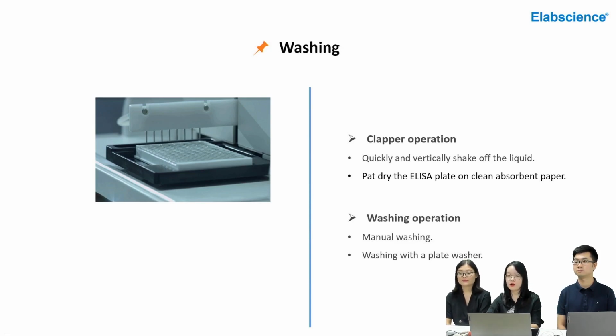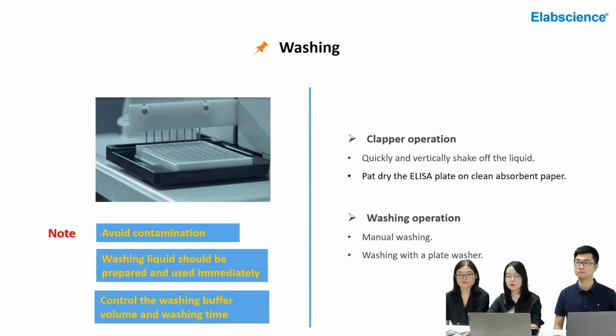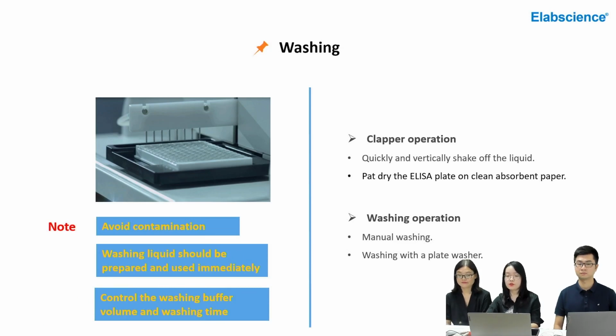And then for the washing operation, we can choose manual operation or use a plate washer. The washing step is repeated 3 or 5 times according to the manual. Note that during this process, the washing buffer should be prepared and used without contamination. At the same time, we also need to pay attention to controlling the volume and the soaking time of the washing buffer.